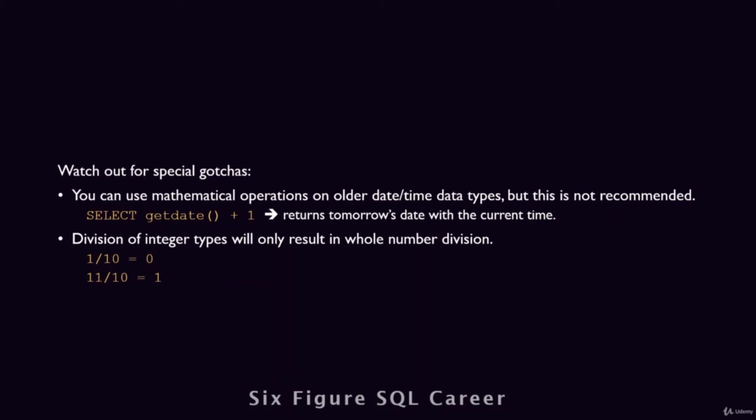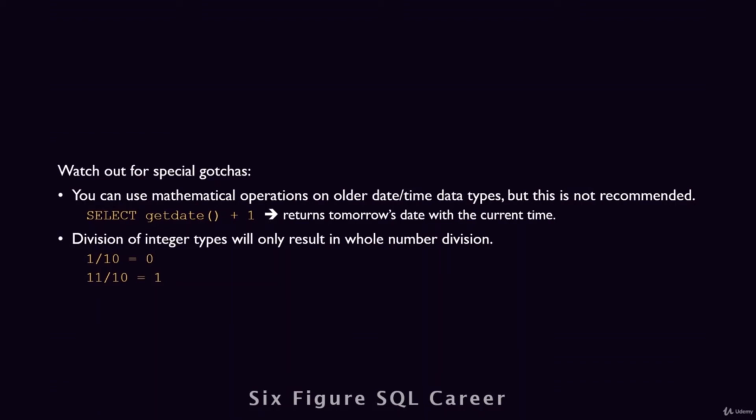Second thing you need to watch out for when you are working with numbers. Some numbers may be whole number only. These are called integers. If you divide integers by another integer, this actually results in whole number division. So it will give you a result that you would not normally expect. For example, 1 divided by 10. If these are both integers, this will produce a result of 0 rather than 0.1, which is what you would normally expect from 1 divided by 10.